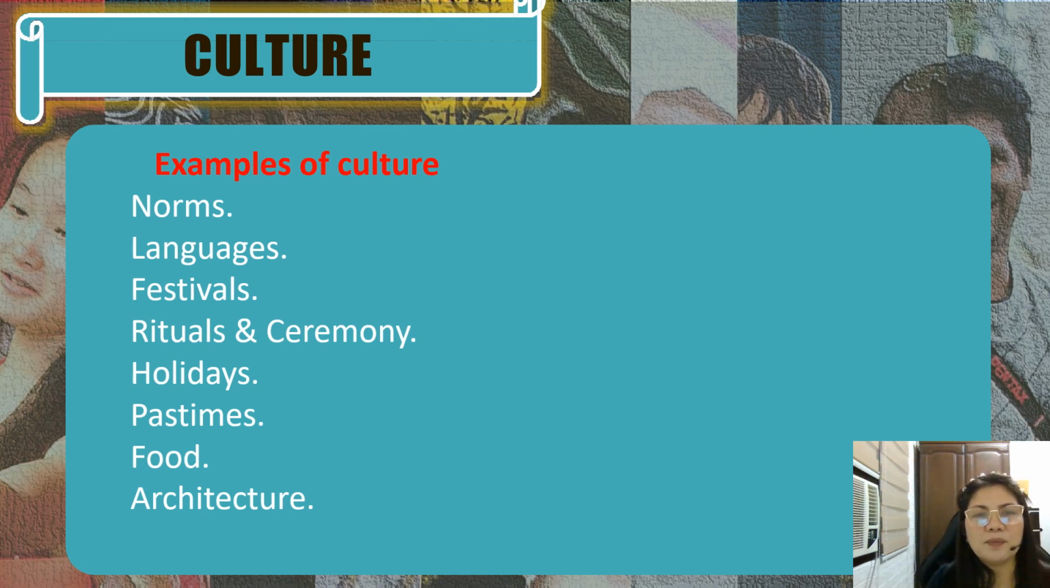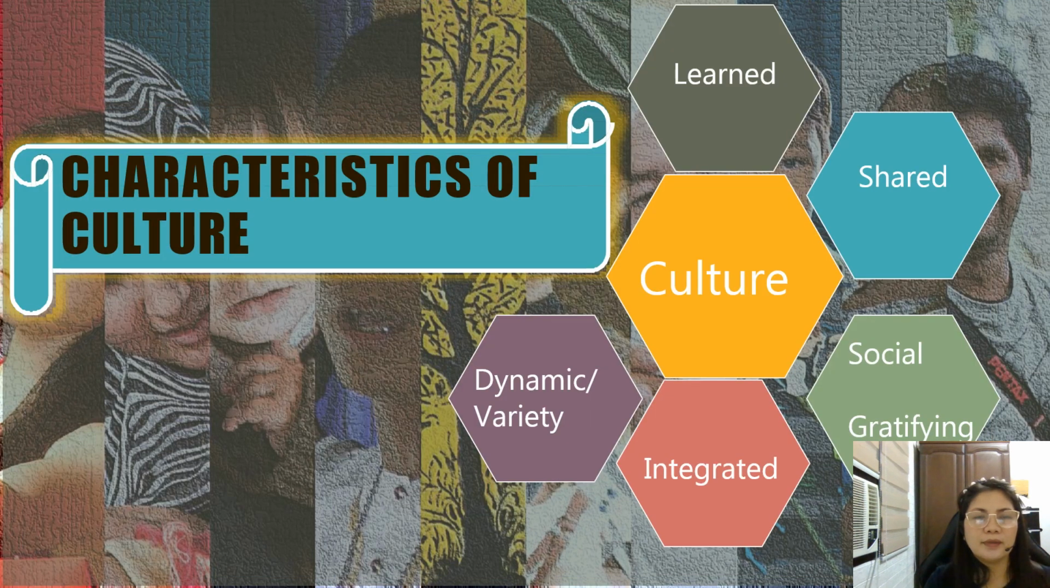So other examples of culture may include the norms, the languages, the festivals or festivities, rituals and ceremony, holidays, pastimes, food, and architecture. So what are the characteristics of culture? Culture is learned, shared, culture is social, culture is gratifying, culture is integrated, and culture is dynamic.